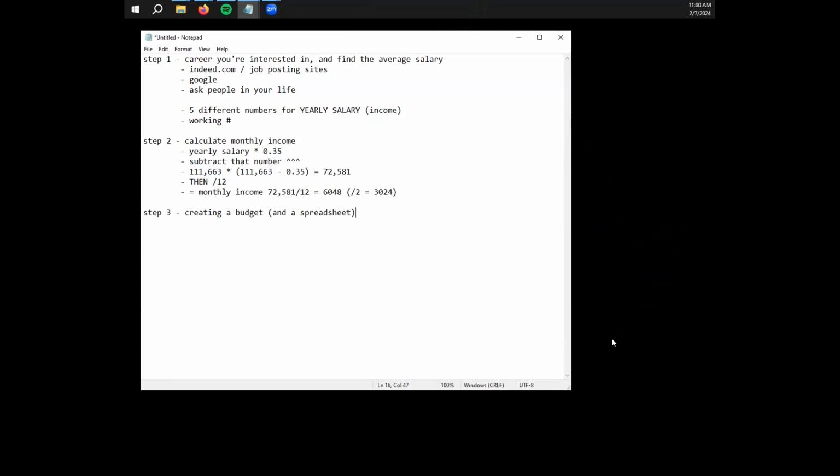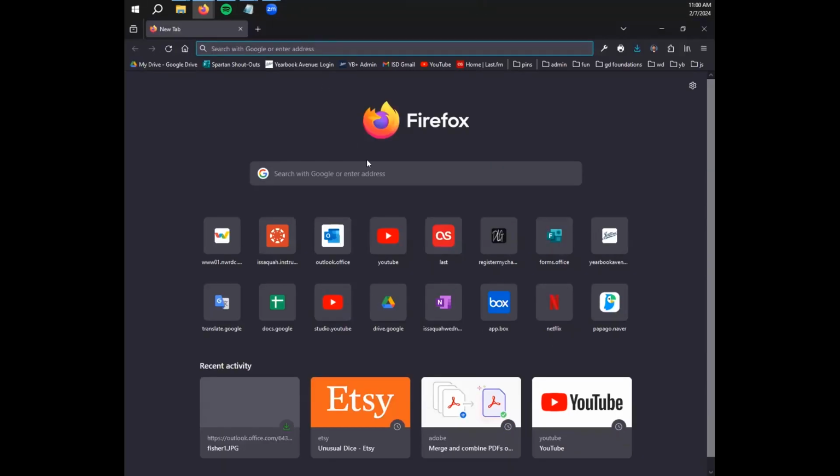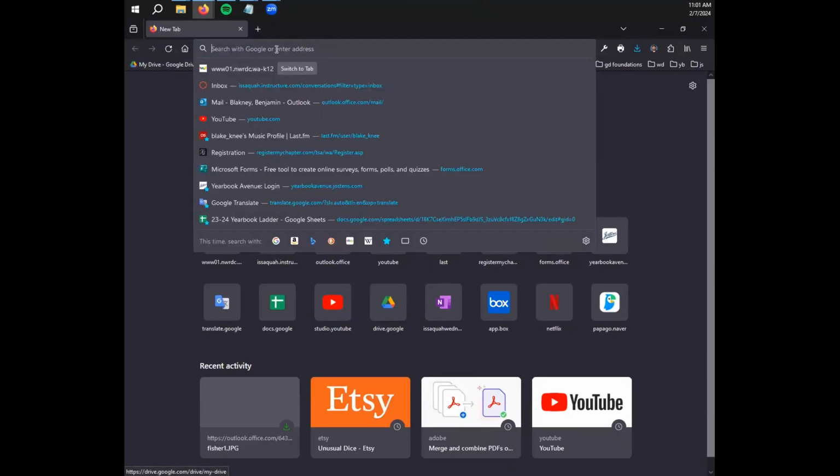Let's talk about how to actually build the spreadsheet. So what I want you guys to do, we're going to use Google Sheets for today. You can also use Excel if you're a little bit more familiar with that. But I want to show you an example of the spreadsheet that I use every day to track my finances. It doesn't have my actual information on it, but it does have the same functions.